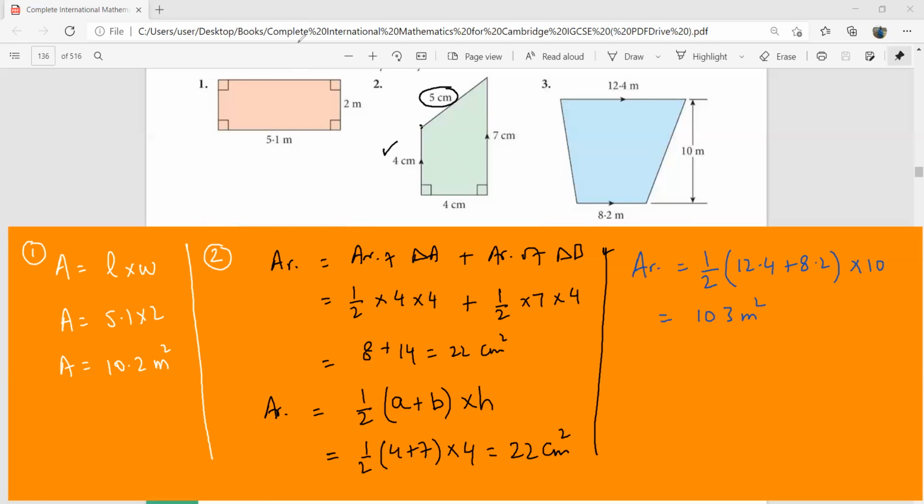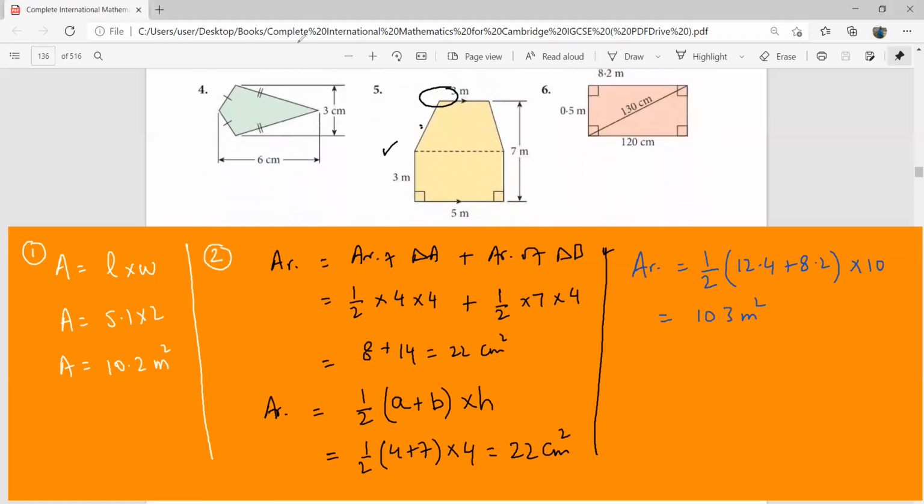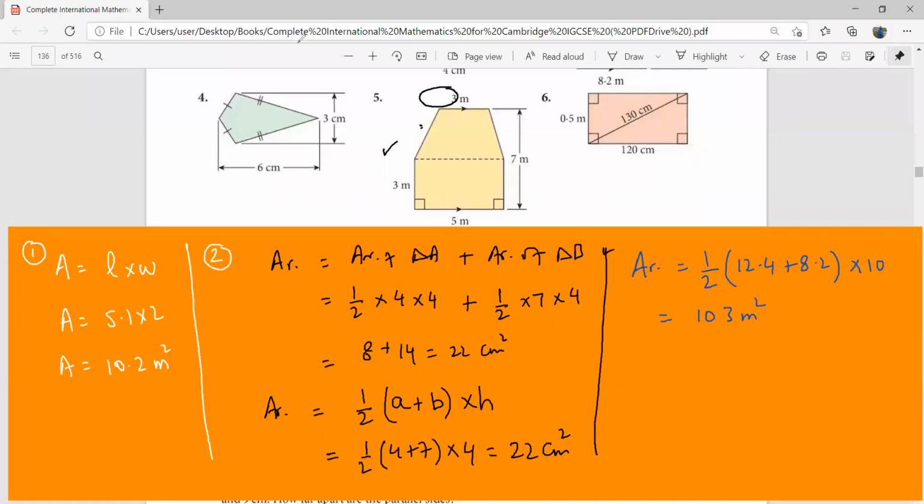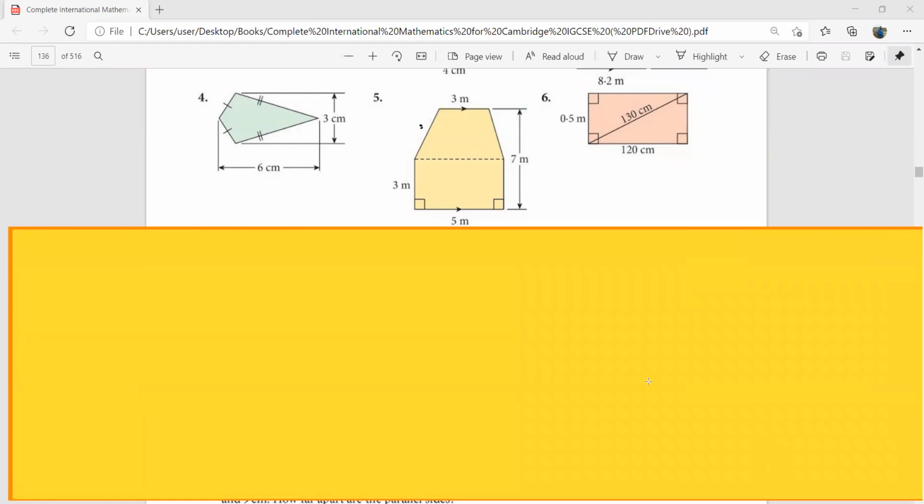Okay, let's look at some more examples. These are a bit harder situations. Now the fourth question, guys: what shape is this, the quadrilateral in the fourth example? This is a kite. When you have to find the area of a kite, you better divide it into two parts. Now you see this is given as 3 centimeters.